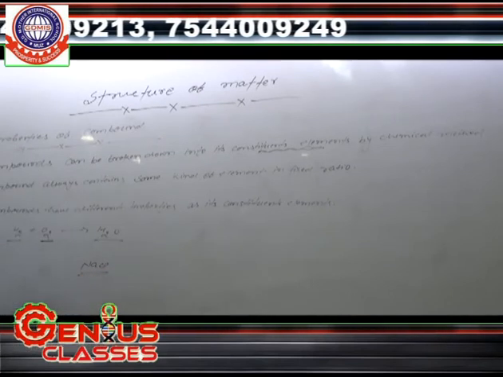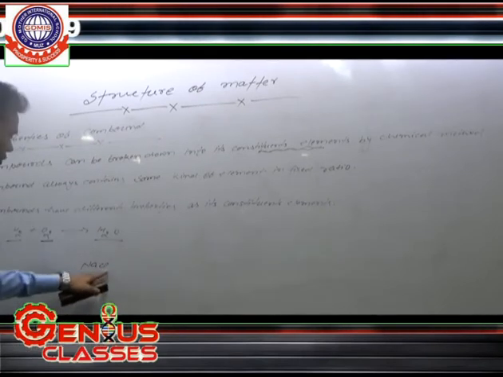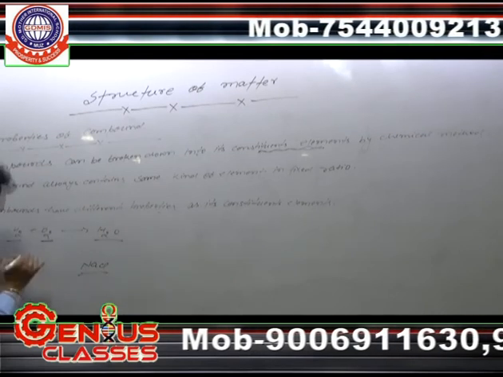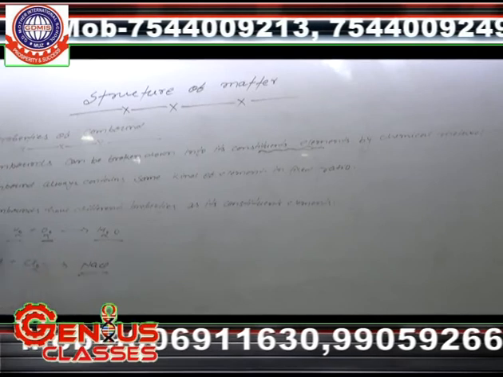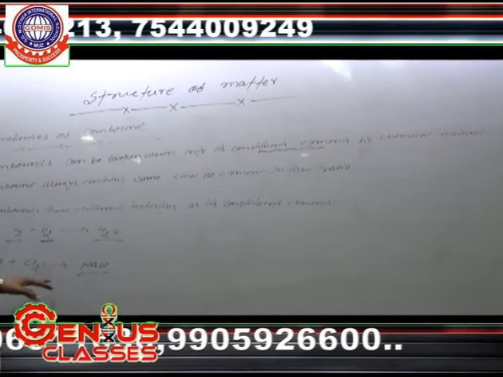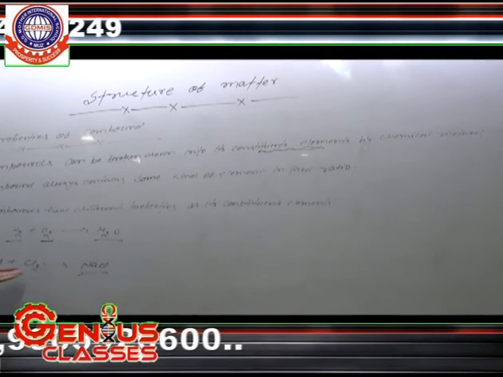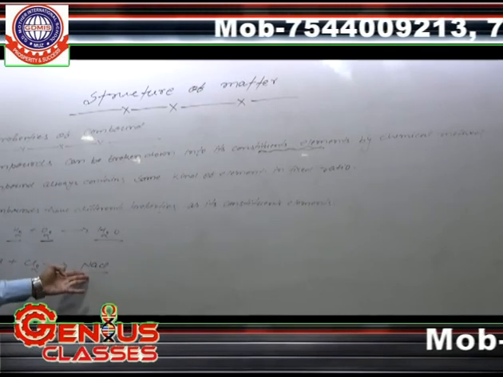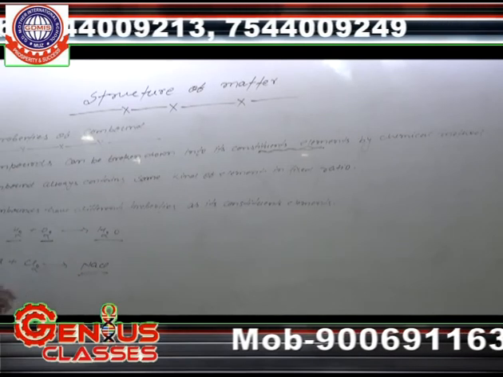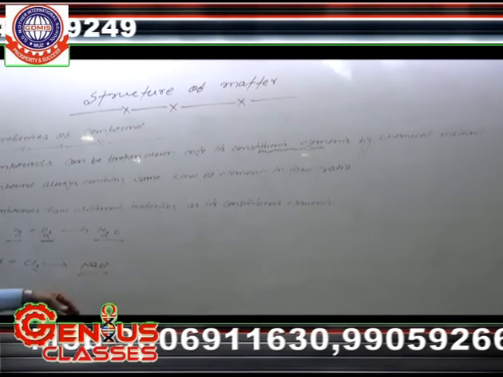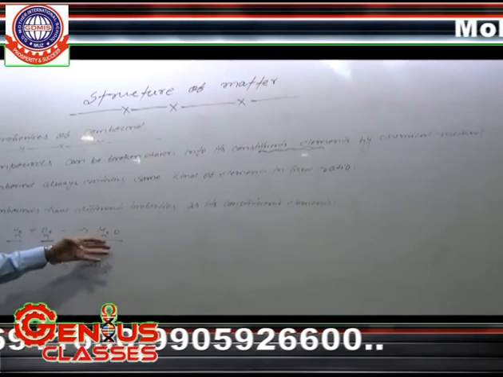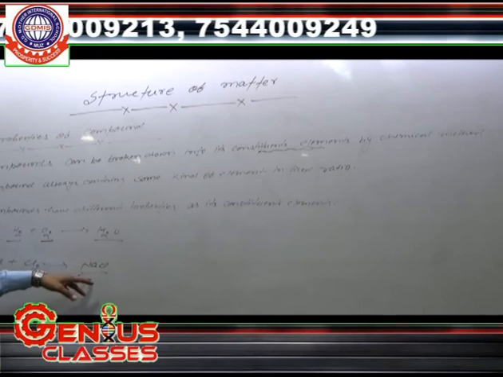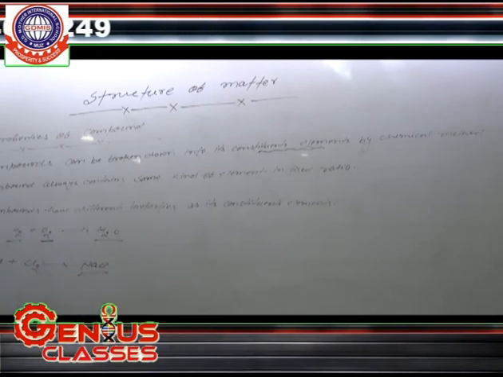Similarly, if we take example of sodium chloride, then sodium chloride is made up of sodium and chlorine, two types of elements, sodium and what? Chlorine, Cl2. So here sodium is toxic substance, chlorine is also very toxic, but sodium chloride is not toxic. It is used in our everyday life. So we can say that sodium chloride, or water, have different properties from its constituent elements.